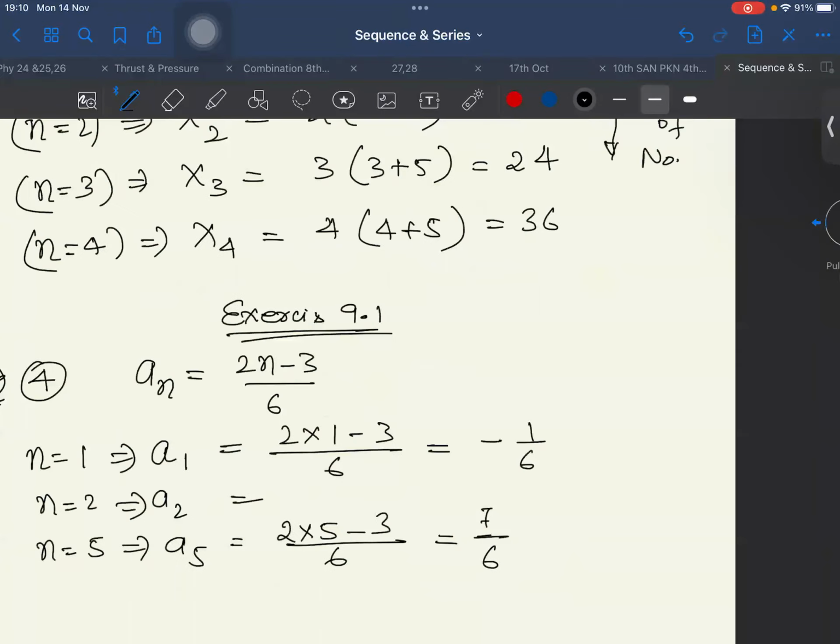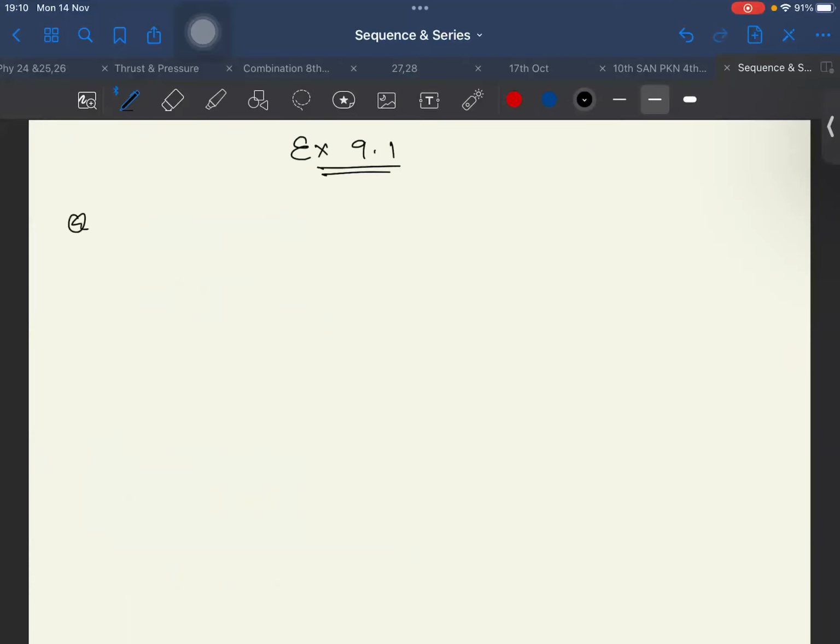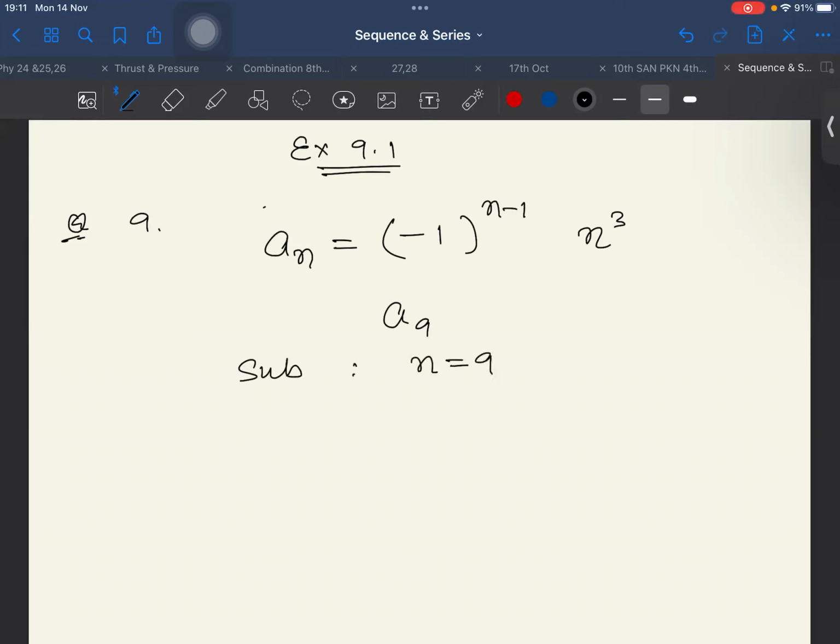Do exercise 9.1, question number 9. Solve it. It's really simple. See, an is given to you. An is equal to minus 1 to the power of n minus 1 into n cube. You need to find a9, the 9th term. How will you find it? Substitute n is equal to 9. What will you get?